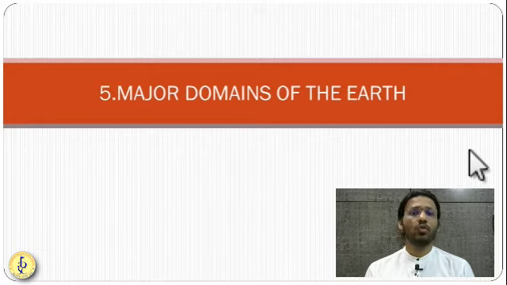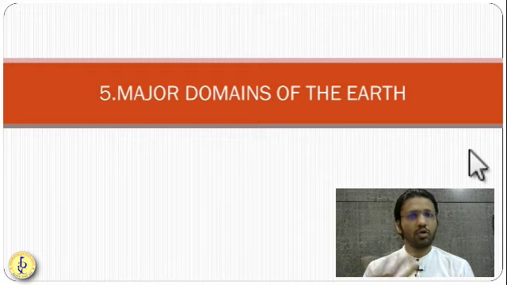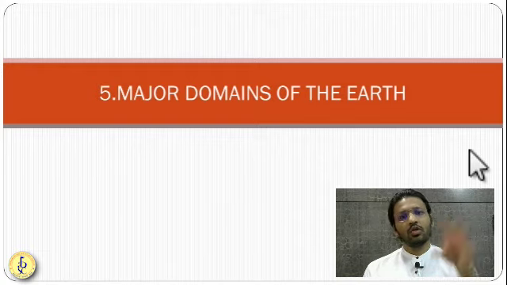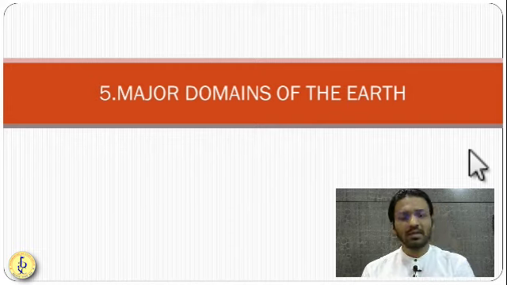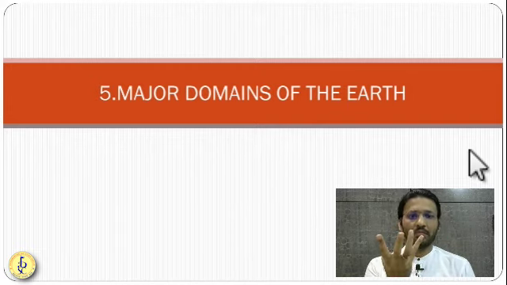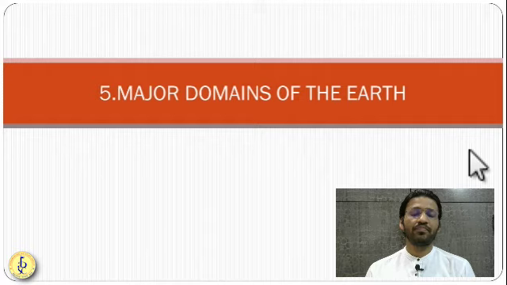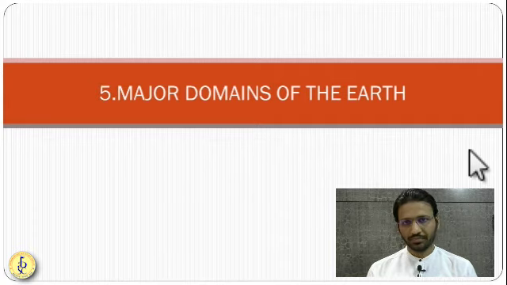When we say domains, what do domains mean? Domain means the various parts of the earth. The earth, as we see it as solid earth, is not the only part. It is the lithosphere. Whatever solid earth we see, that is the lithosphere. Another part is air, which we call the atmosphere. Another part is the water, which we call the hydrosphere. These are the important domains of the earth.